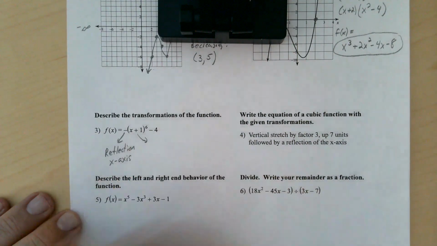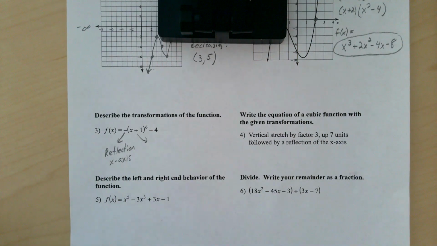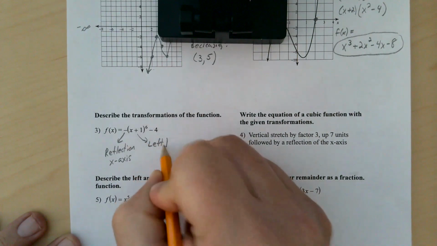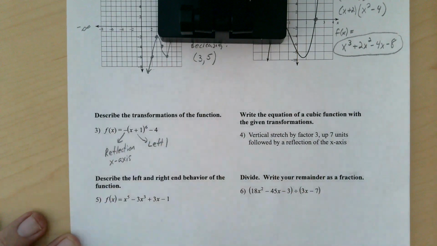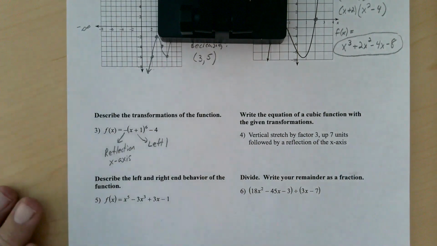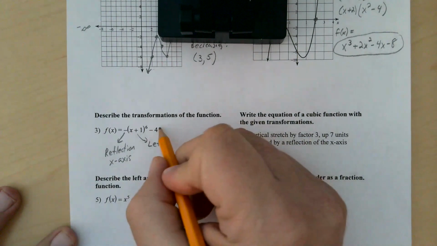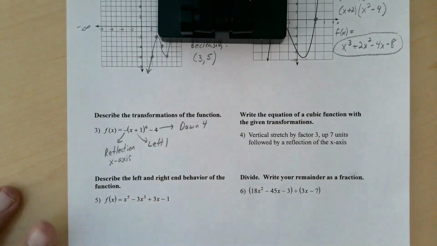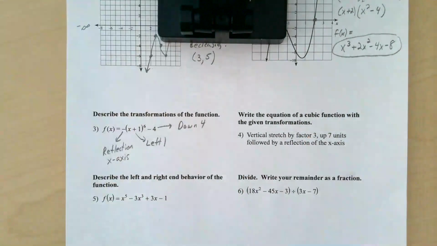So then here inside, we are adding a 1 to my input. So that is a horizontal movement, and it's to the left one. Think about having to plug in a -1 there. So when you input a -1, you're moving to the left one. And then this number on the outside, since it's -4, it means it's down 4. So you'll see some combination of up, down, left, right. It could be a stretch. If I have a number greater than 1, then it's a vertical stretch. If it is a number less than 1, it's going to be a vertical shrink. So just keep all the transformations in mind when you do this.